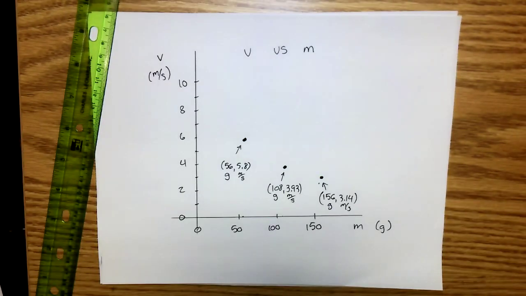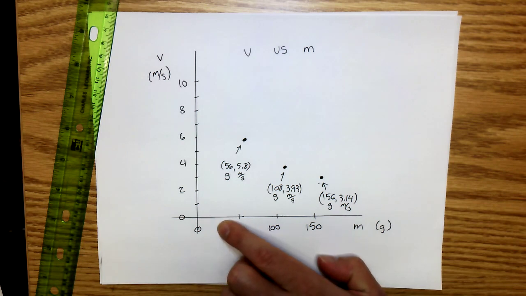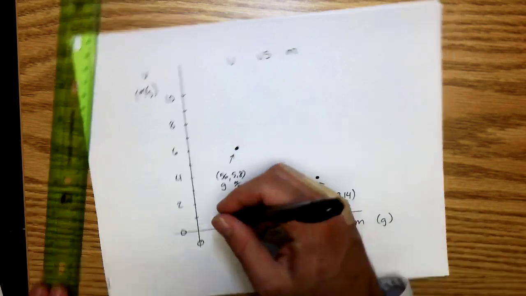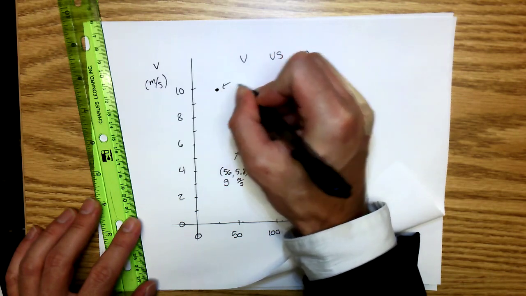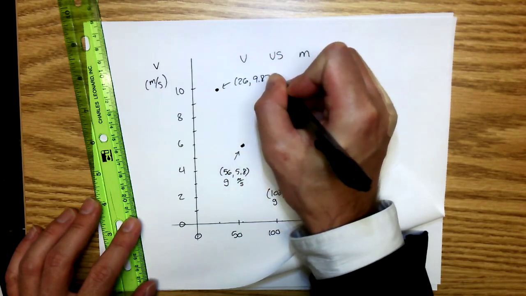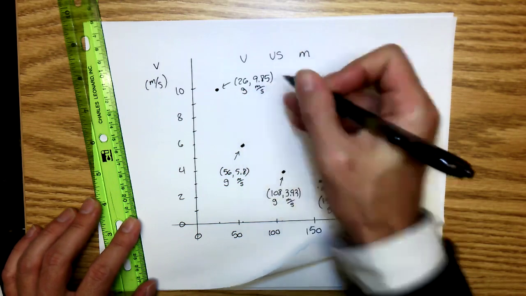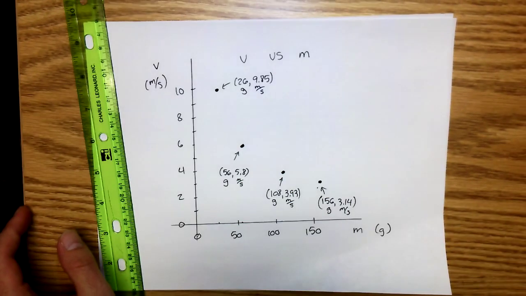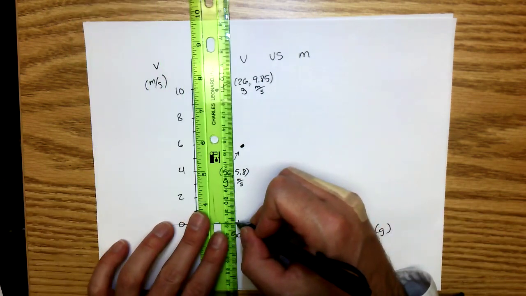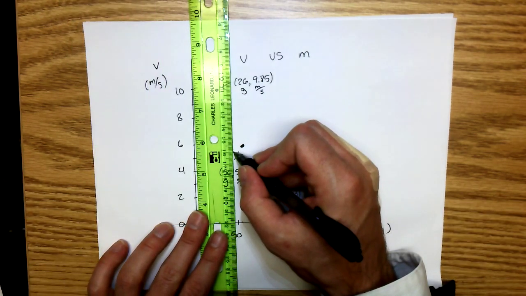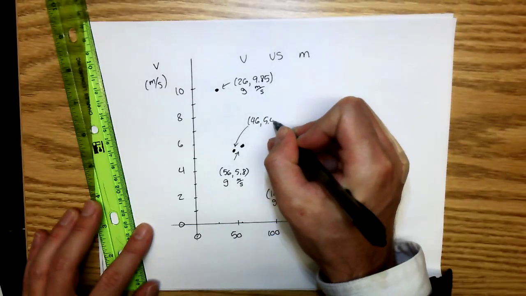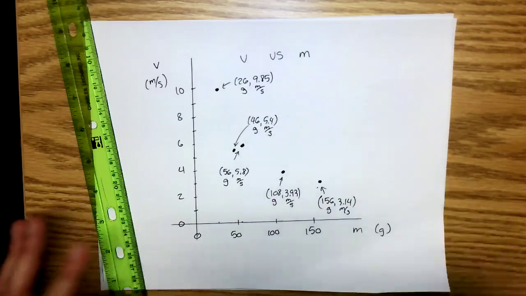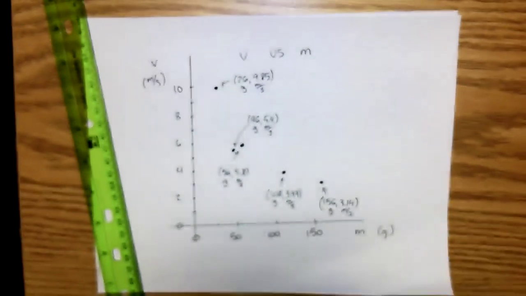All right, we got 26 grams going at 9.85. 26, 9.85. This is grams and meters per second. And then I got 46 and 5.4. 46, 5.4. Stick it right there. 46, 5.4, grams and meters per second.